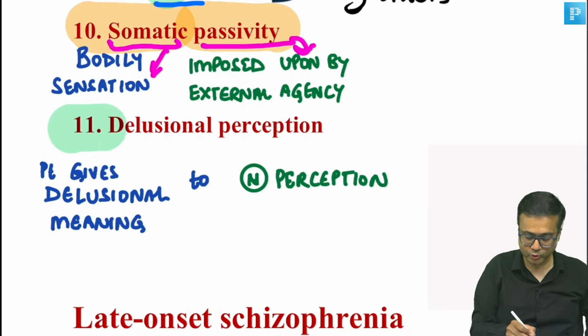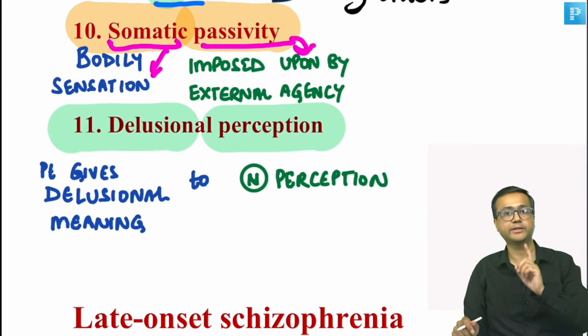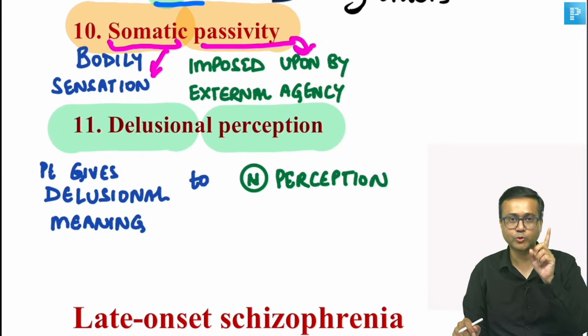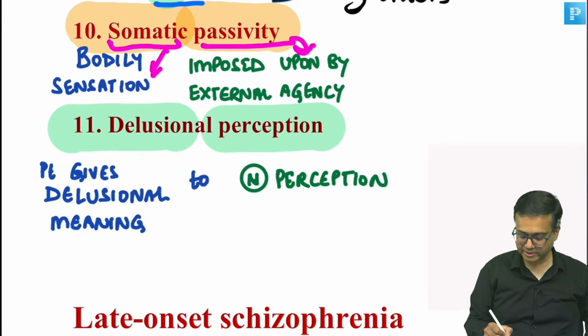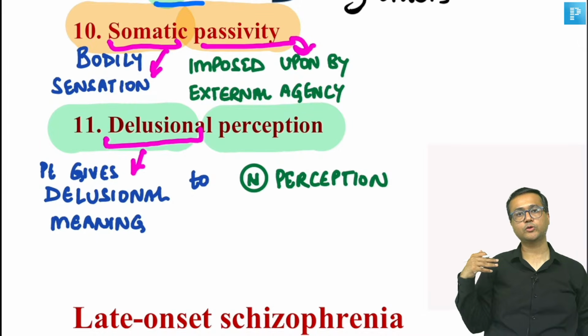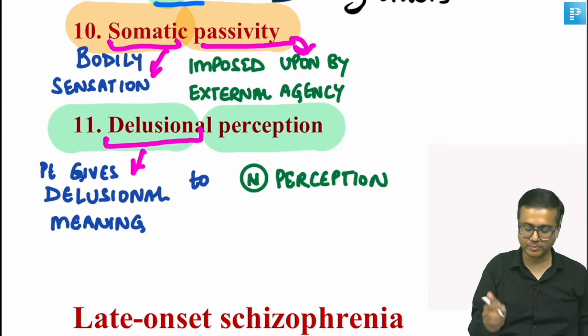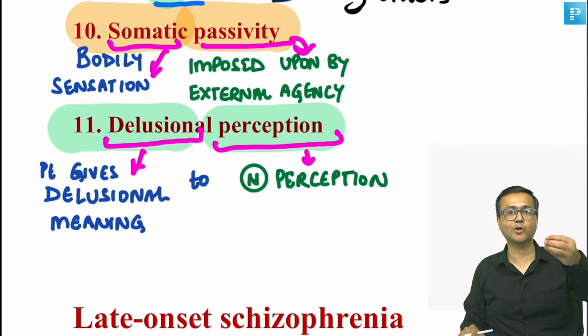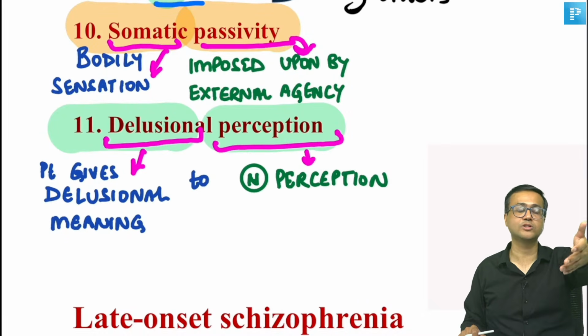Let's discuss the last important point, beta. That is delusional perception. Please don't be in a hurry. In the exam, when you are in a hurry, you may read this as delusion of persecution. No, this is delusional perception. Again, just see the name, beta. Delusional means that a delusion has developed in the mind of the person. So the patient gives a delusional meaning to a normal perception. The patient experiences a normal perception and gives a delusional meaning to it.